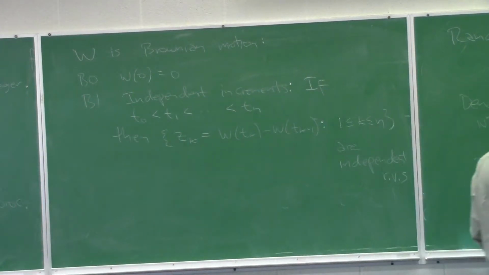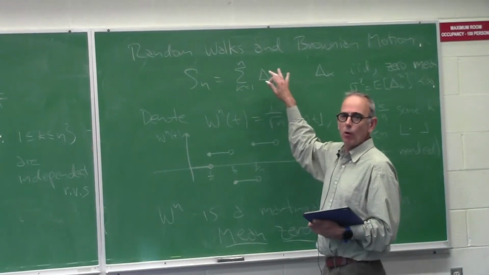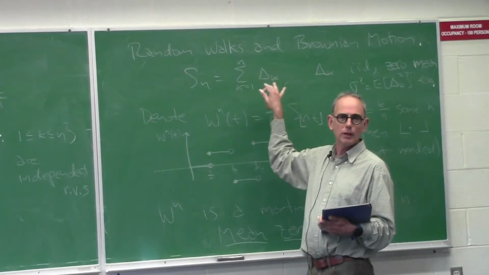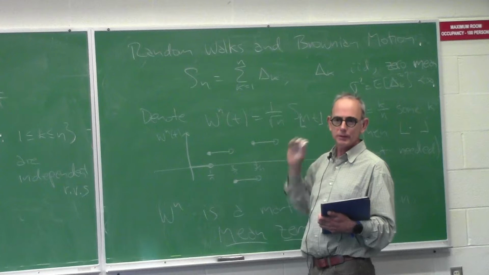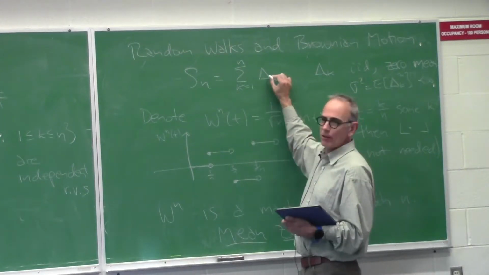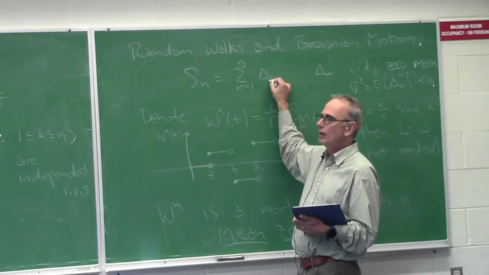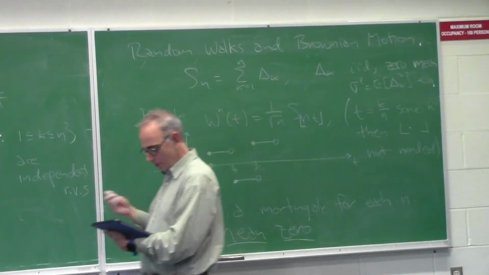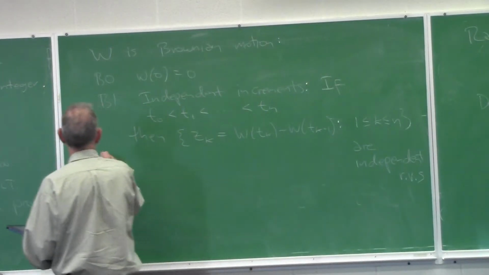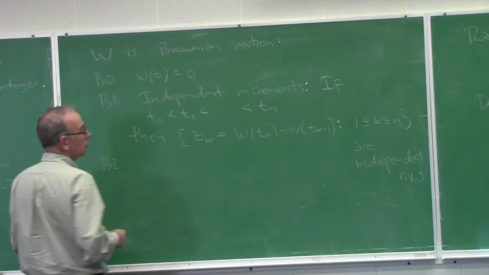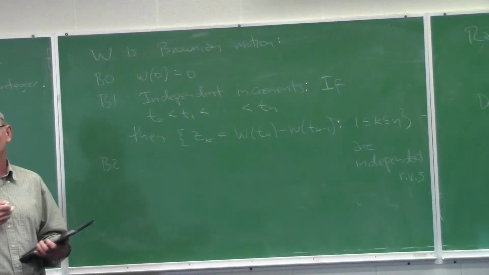So you really, again, are inheriting a property of the random walk. If you looked at a discrete time equivalent, this would have independent increments. But these delta k's can have an arbitrary distribution with a second moment. Well, now we have another property: the distribution of the zk's.